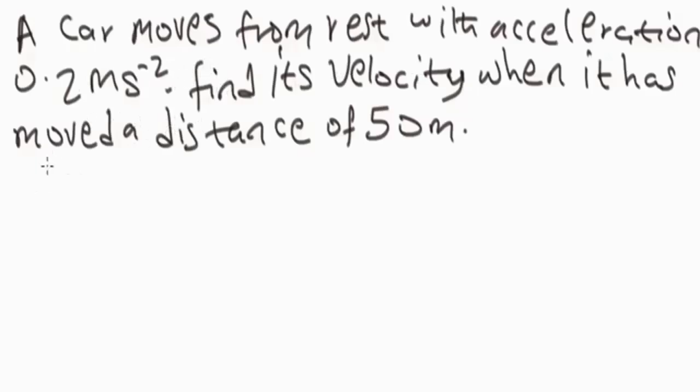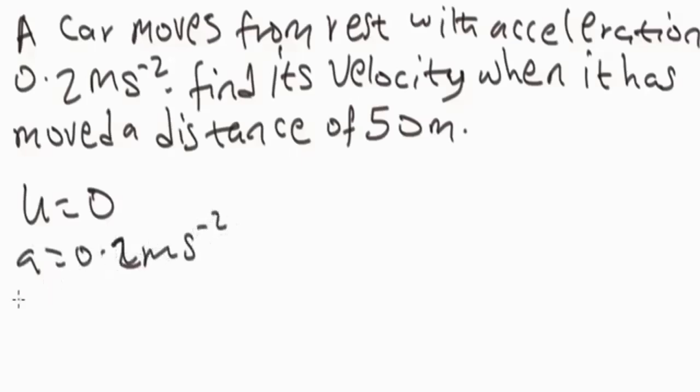So let's begin by getting our parameters. In this question, since it said the car moves from rest, the initial velocity will be 0. Since it's at rest, nothing is happening, so the initial velocity will be 0. Then our acceleration a is 0.2 meter per second squared. We don't have our final velocity v, and this question does not have time. You have distance to be 50 meters, and no time.